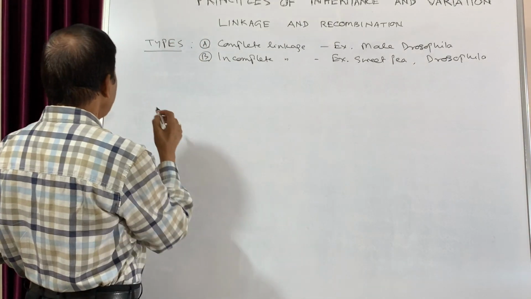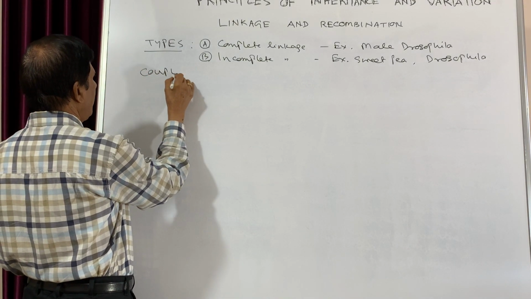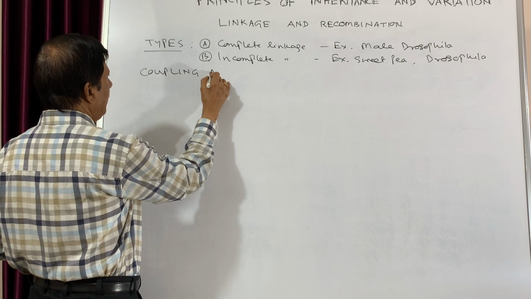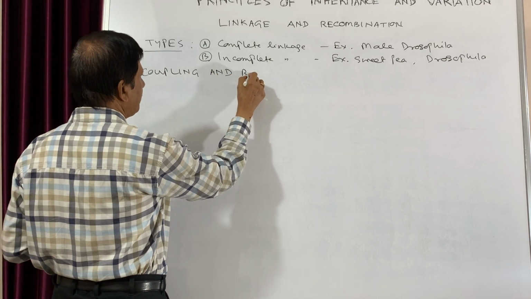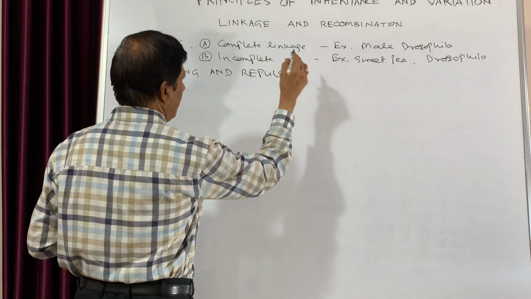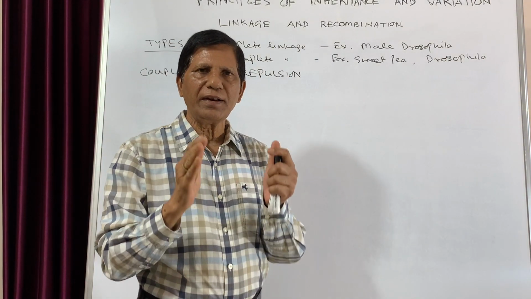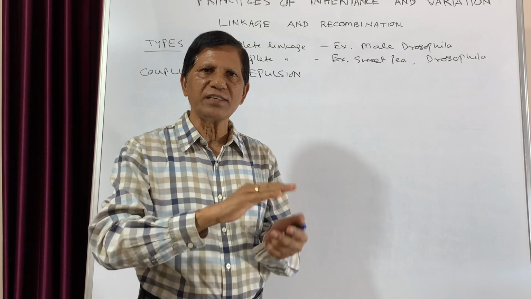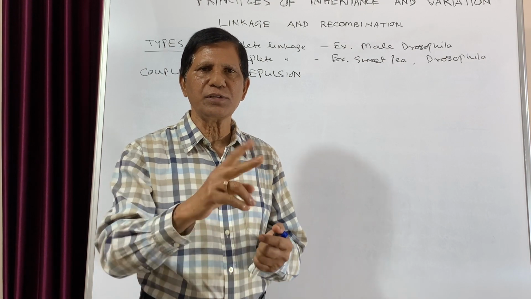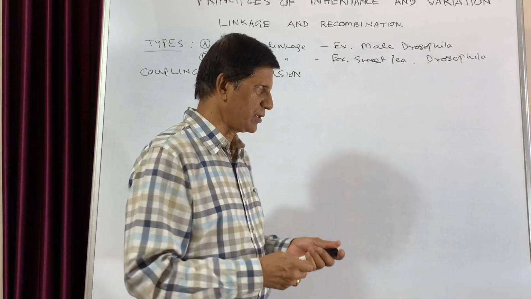Then we discuss another phenomenon, that is coupling and repulsion. According to Morgan, coupling and repulsion are two sides of the crossing over, just like the two sides of a coin. So what is coupling and what is repulsion?